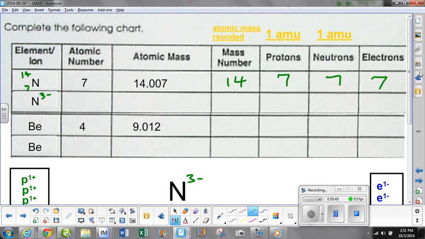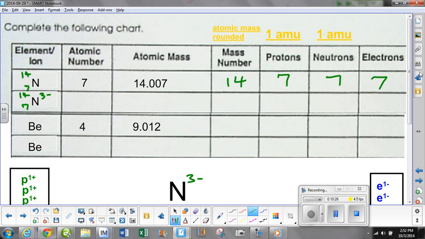Okay, let's go back up here now and let's put the numbers in. What is the atomic number going to be for nitrogen, the ion? It's still 7 because you can't change the number of protons. So we got 7 for the atomic number. And what's the number up on top here going to be? Is it going to change? Isn't that the mass number? So what's the mass number now? 14 still.